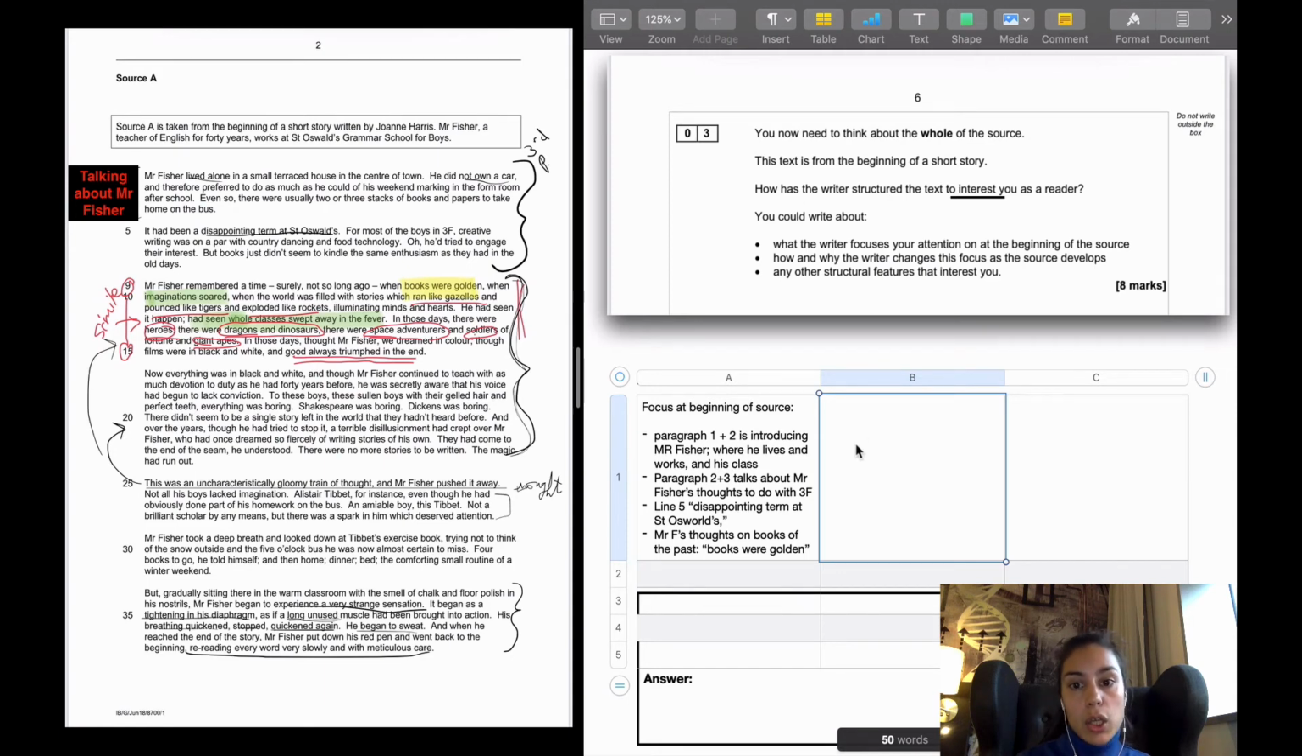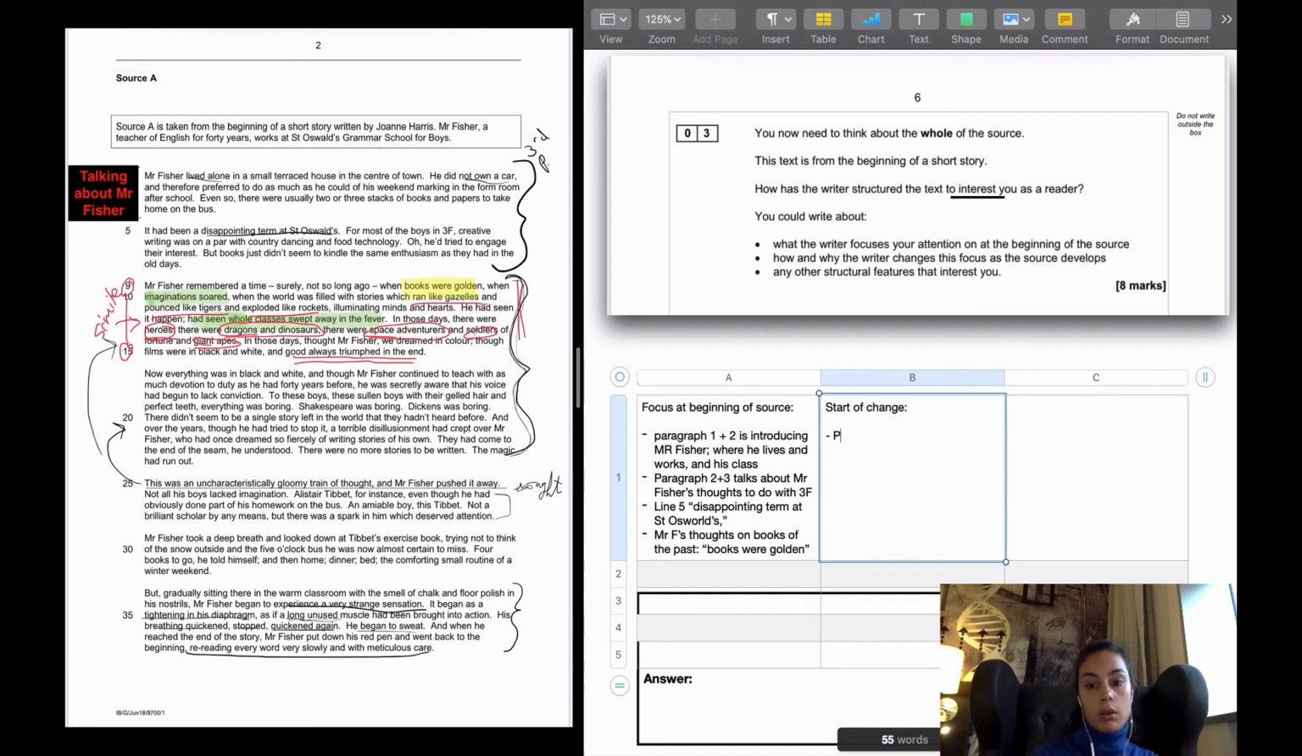So let's look at how and why the writer changes this focus as the source develops. So here when we're talking about 2 to 3 paragraphs, the 3rd paragraph actually, you can talk about different parts of the text in different paragraphs. So I'm going to talk about up to paragraph 3 in the 1st paragraph. Then I'm going to talk about paragraph 4 to 5, I think, in this next one. So he's got, this is the start of a chain, start of change.